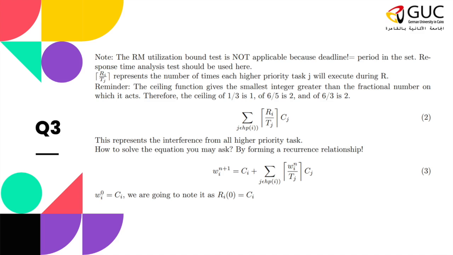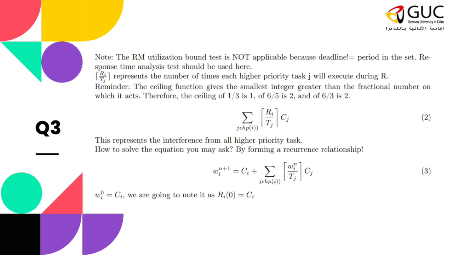Okay? And definitely we'll be having a stop condition when we will stop looping. However, R_i of 0 means that n is equal to 0. R_i of 1 means that the n in the equation will be equal to 1, etc. When we will stop looping, we have two conditions.